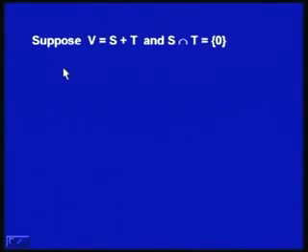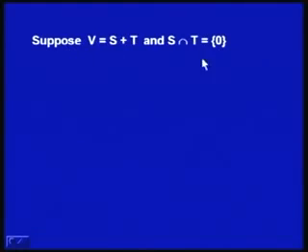Now in the second case, we assume that V is equal to S plus T and S intersection T is equal to 0, then we say that this representation will be unique and this plus will now not be the sum but the direct sum.